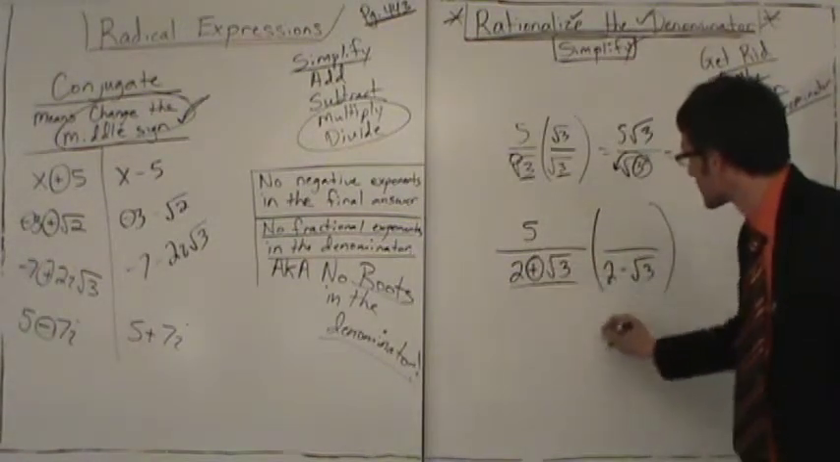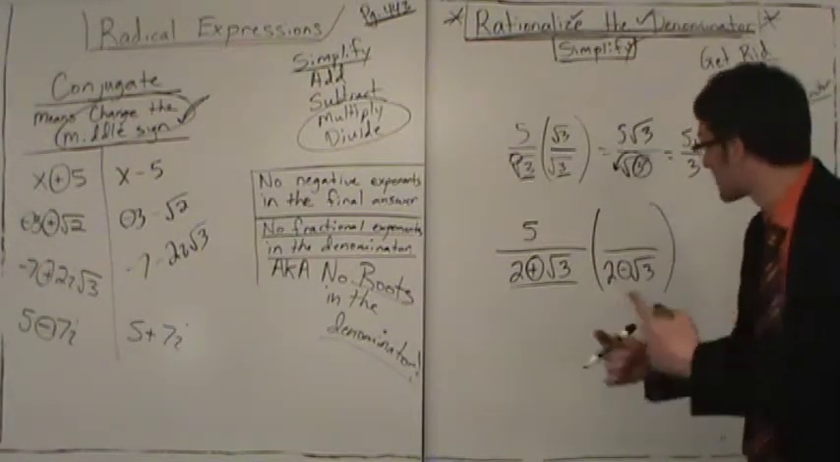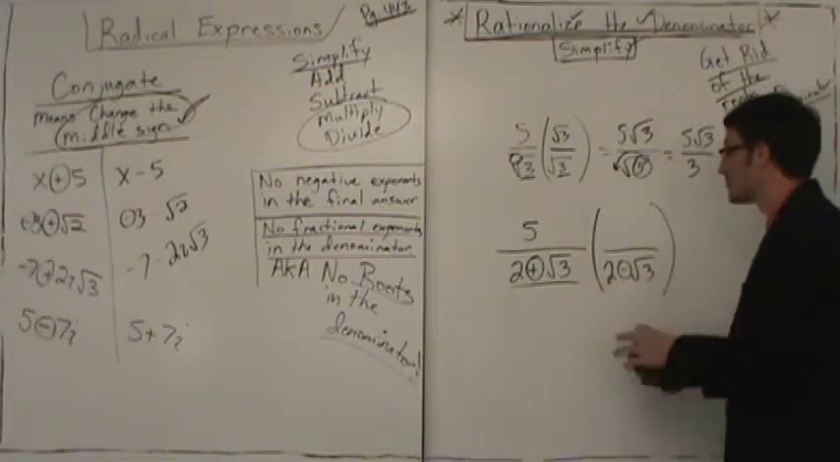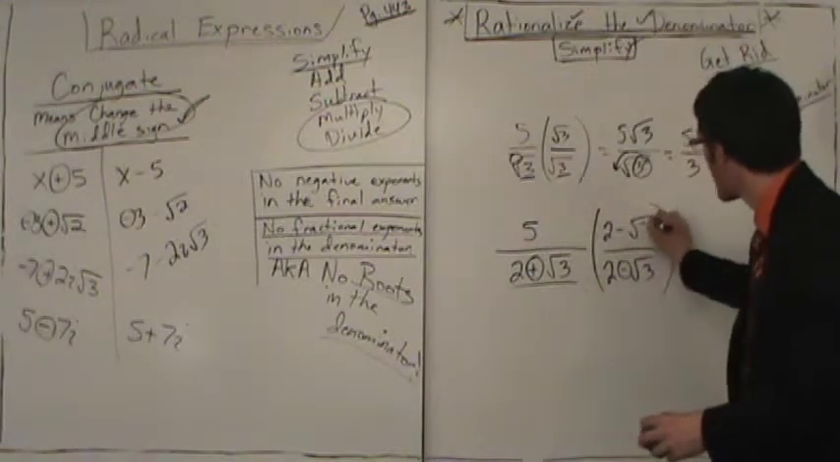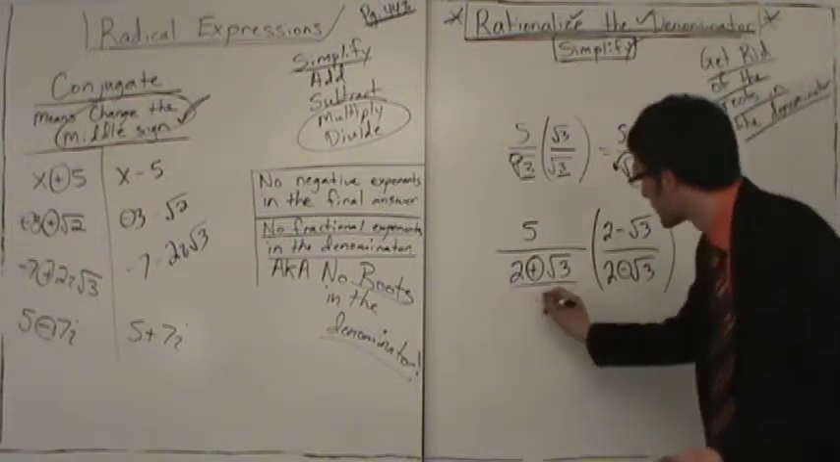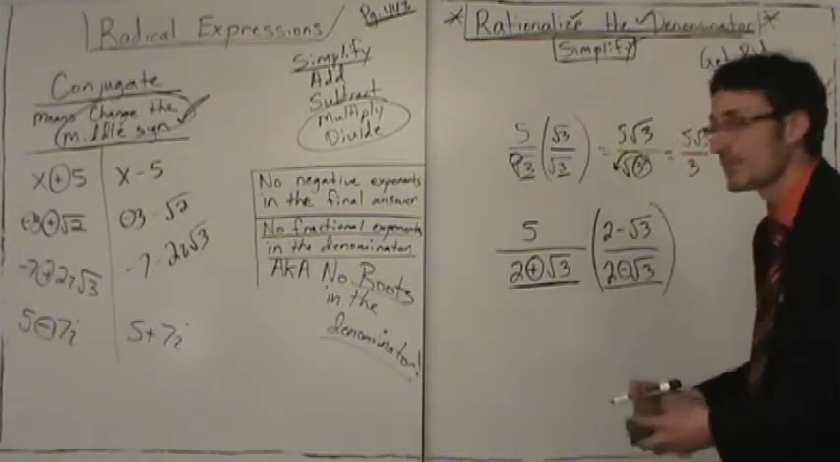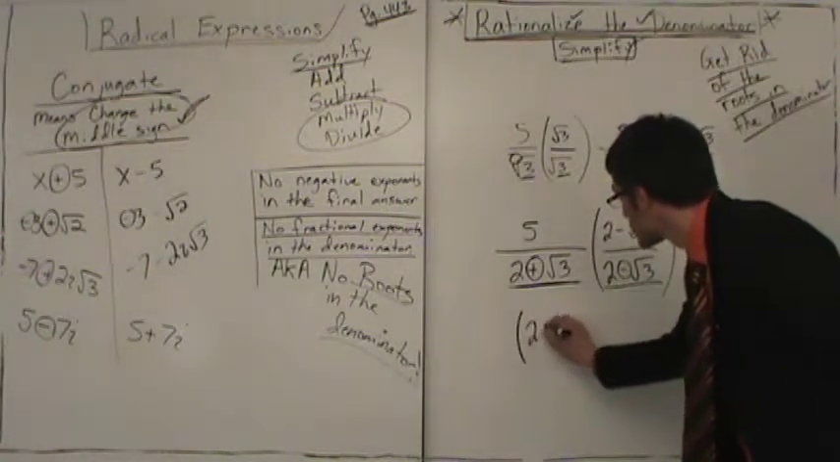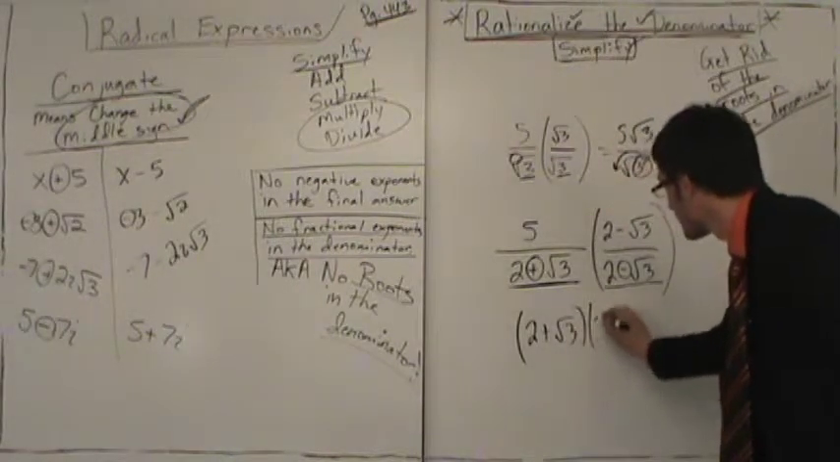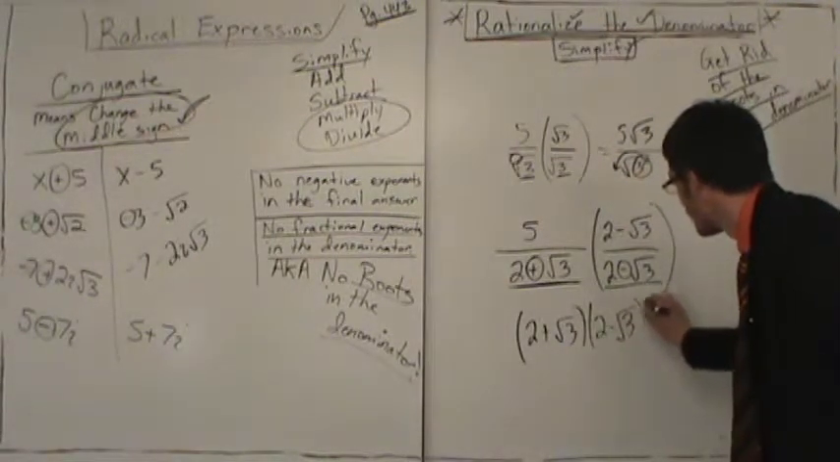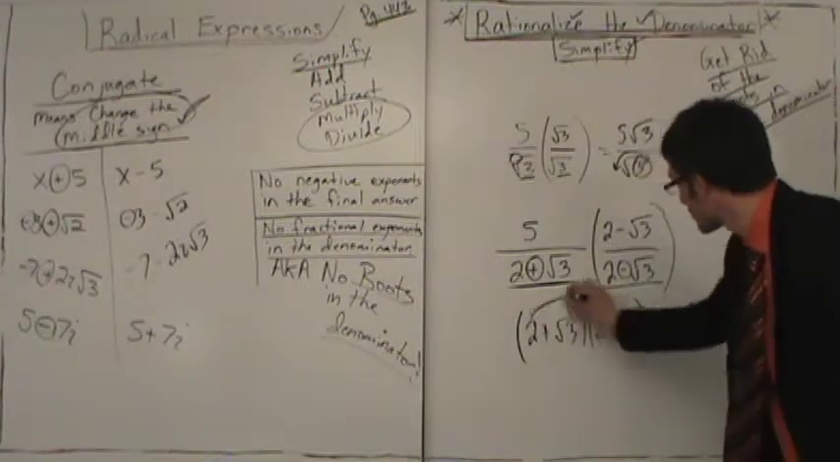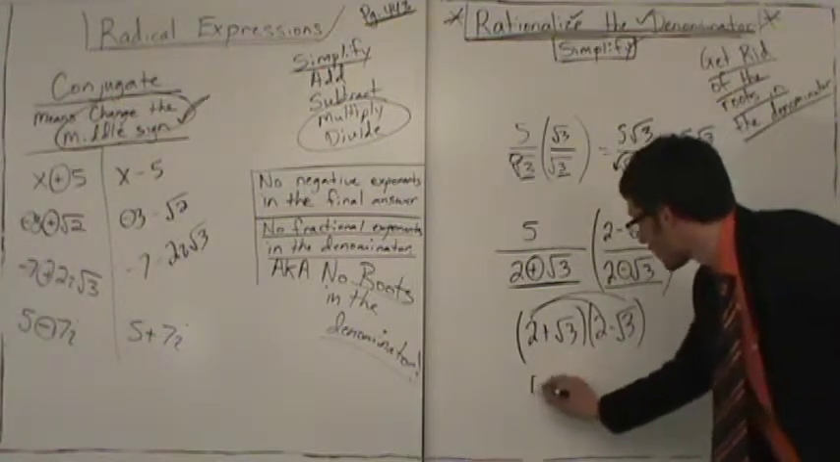Notice, 2 plus root 3 and 2 minus root 3 have opposite middle signs. Now, if we multiply the bottom by 2 minus root 3, we have to multiply what? The top by 2 minus root 3. And now we look at the bottom. We have binomial times binomial. This is a FOIL. So 2 plus root 3 multiplied by 2 minus root 3. We FOIL. Take 2 and multiply by both. 2 times 2 is 4.